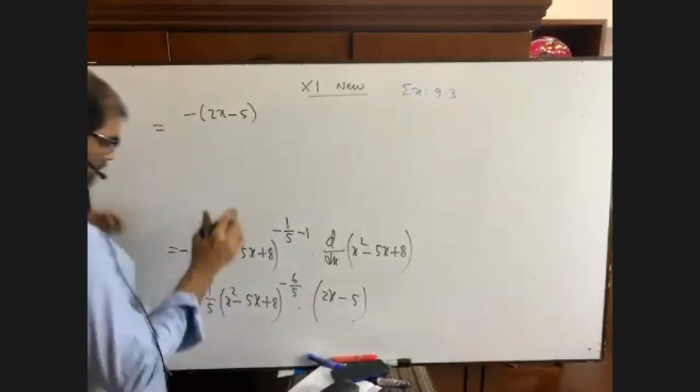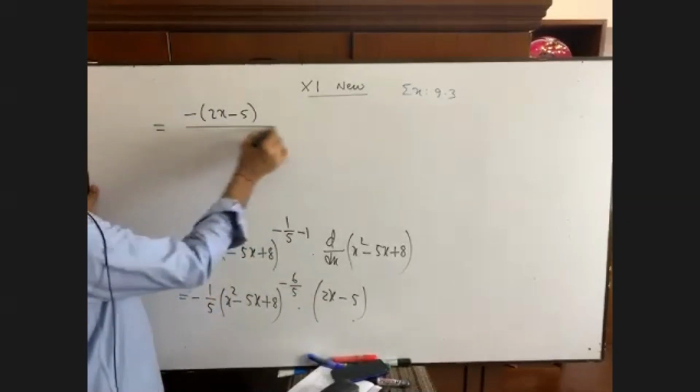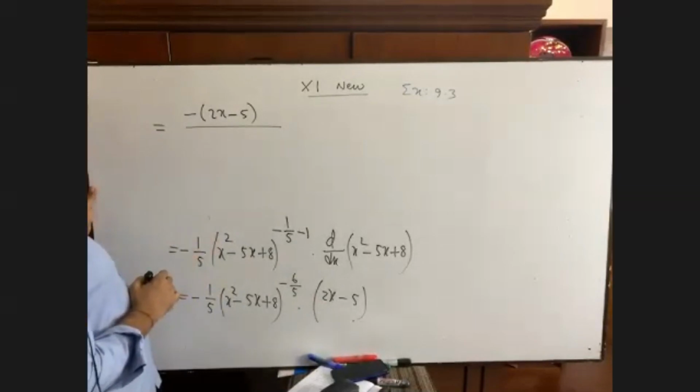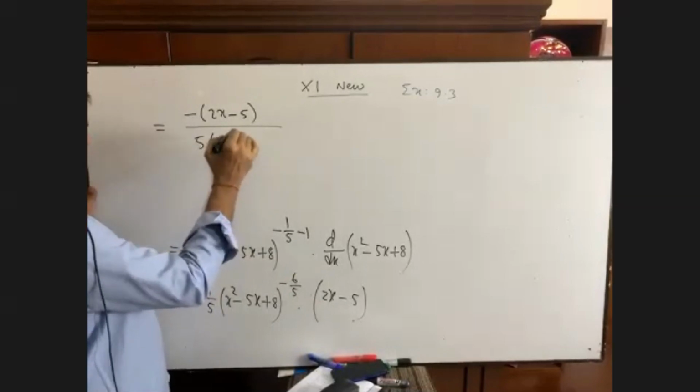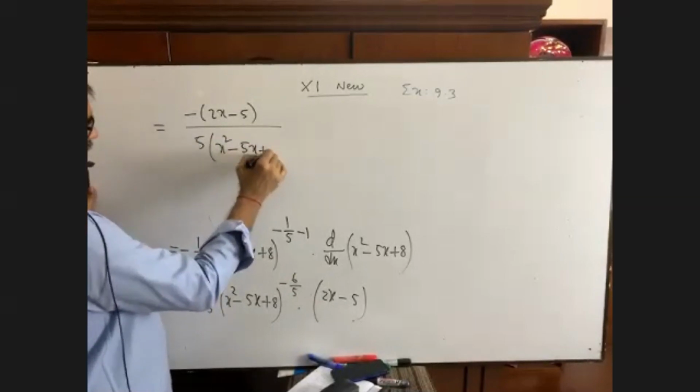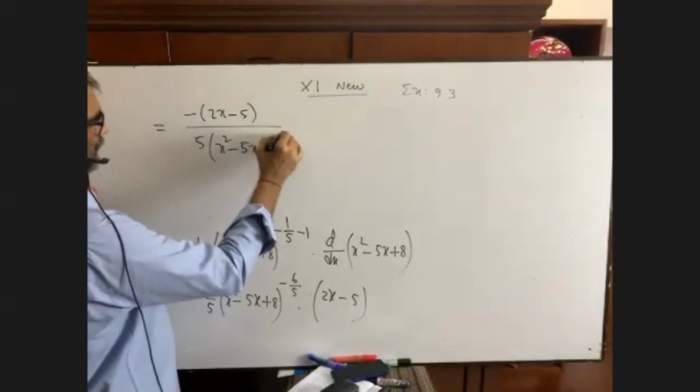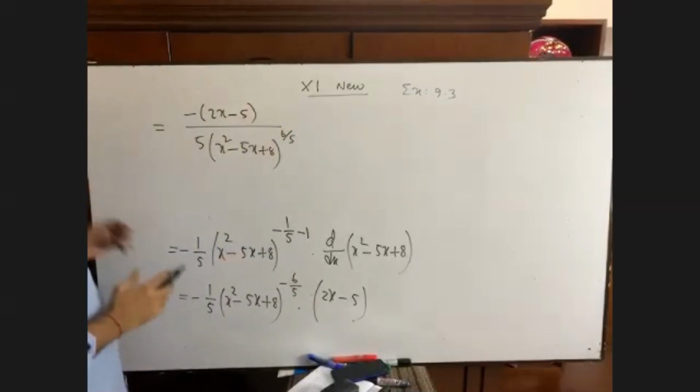Okay, I'm giving it now. 2x minus 5 minus 2x minus 5. Okay. Then we are getting here 5, x square minus 5x plus 8 whole to the power 6 by 5. So this is the math. Okay.